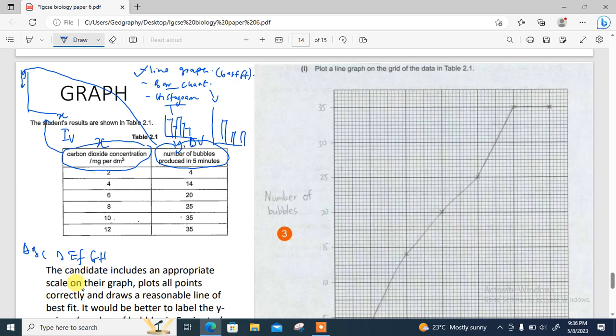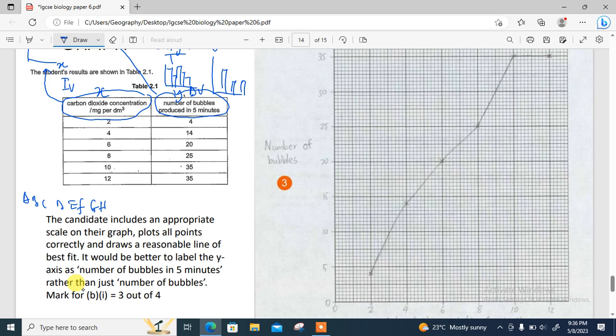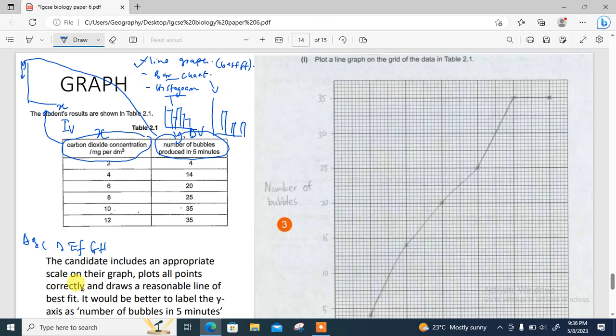Now, for this particular data, the plot is here. So as you can see, the first thing the student was able to do, he wrote his number of bubbles, which is what is here. But he did not copy everything that is here. He only just wrote number of bubbles. And because of that, he lost 1 mark.